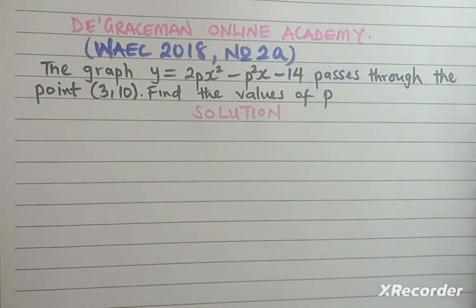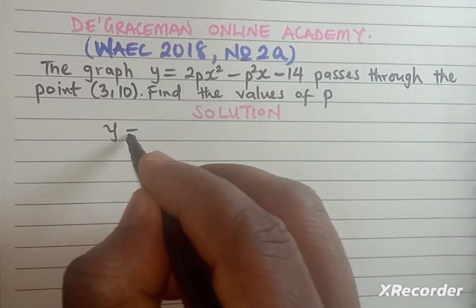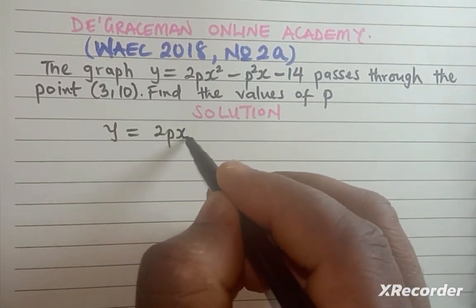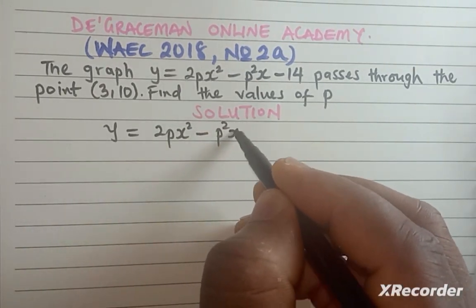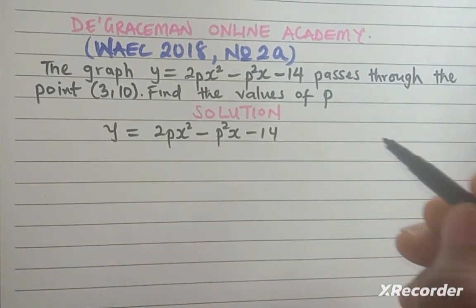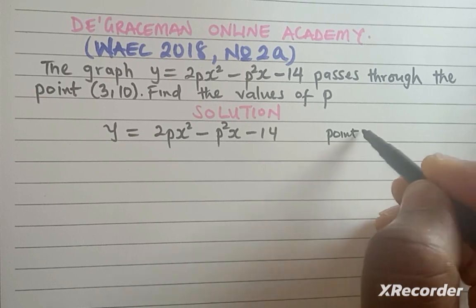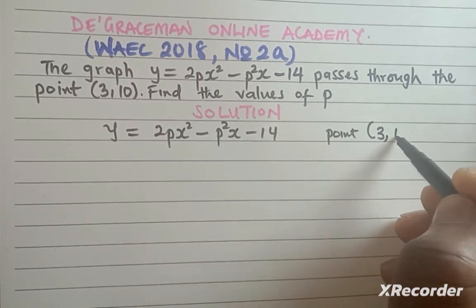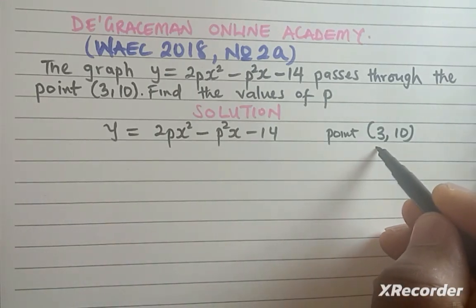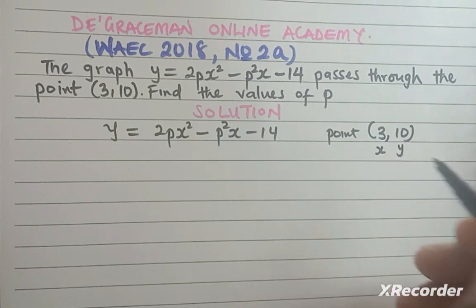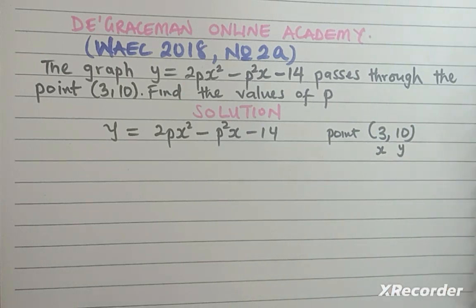Now, the given graph is y equals 2px squared minus p squared x minus 14. The point given is 3, 10. That is the point given to us. This implies that x is 3 and y is 10. That is the meaning of what we are given. So what we need to do is to substitute. Anywhere you see y, you put 10, and anywhere you see x, you put 3.